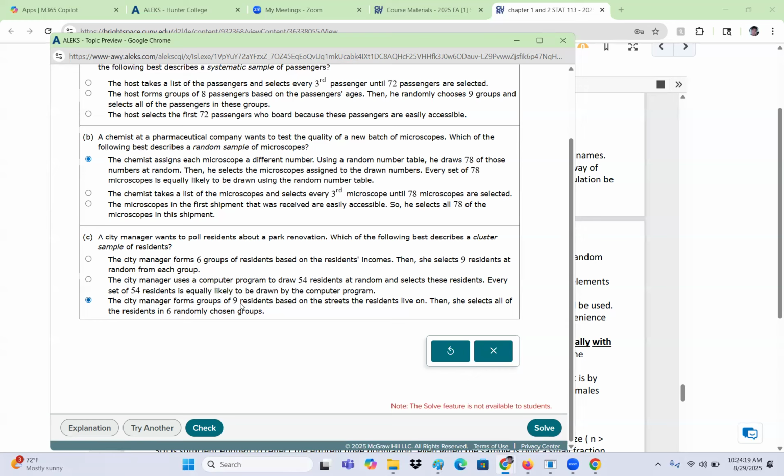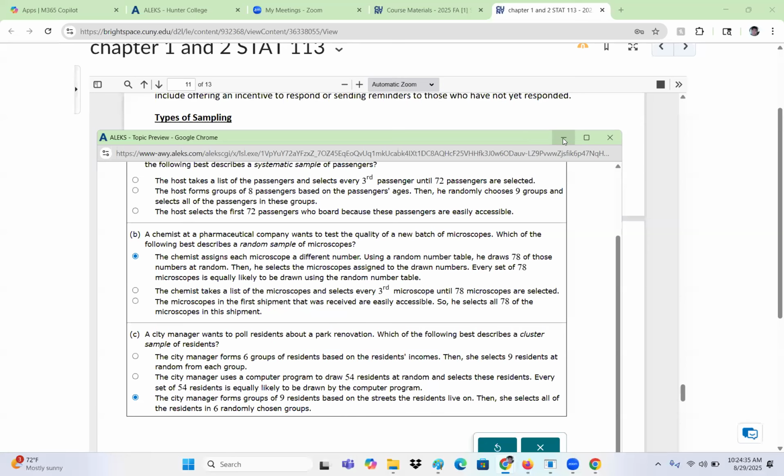Next, residents based on the street that the residents live on. Then select all of the residents. You give the whole, I can't see that in objective one. It doesn't change. What's wrong with that?